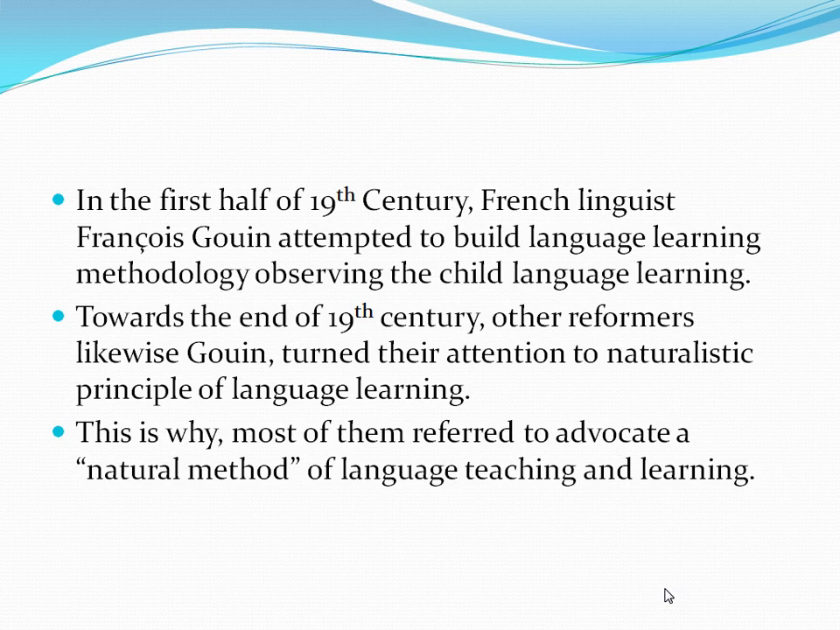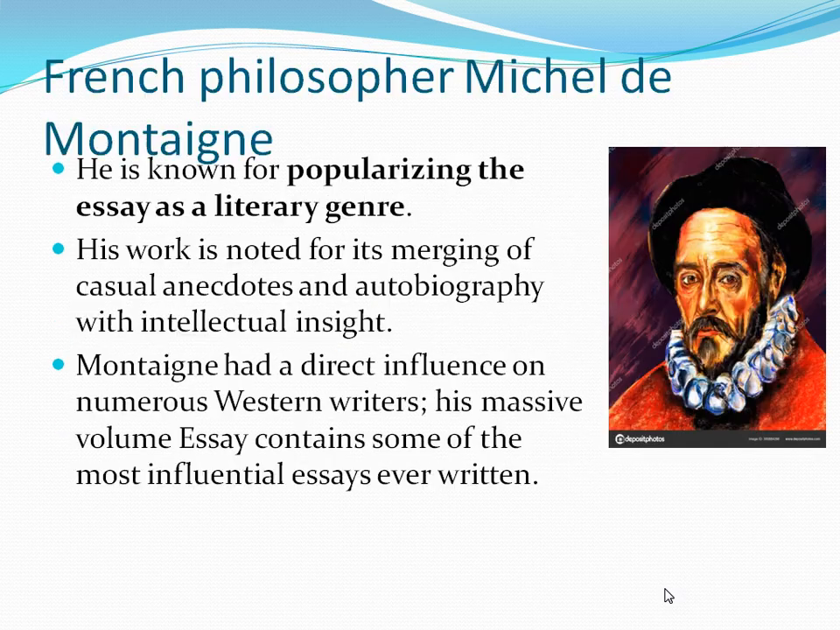And towards the end of the 19th century, other reformers like Gouin turned their attention to the naturalistic principles of language learning. This is why most of them advocated a natural method of language learning and teaching. Another one, the philosopher Michel de Montaigne, not Gouin, Montaigne.